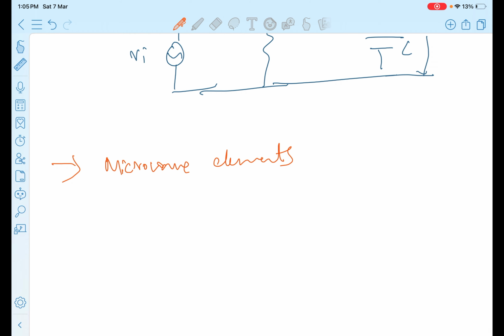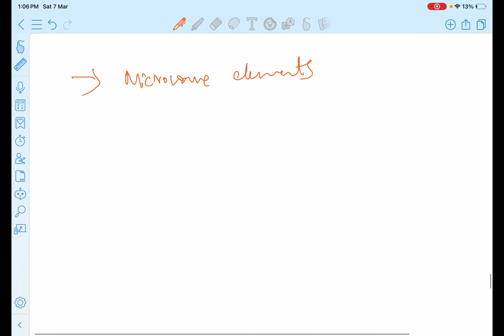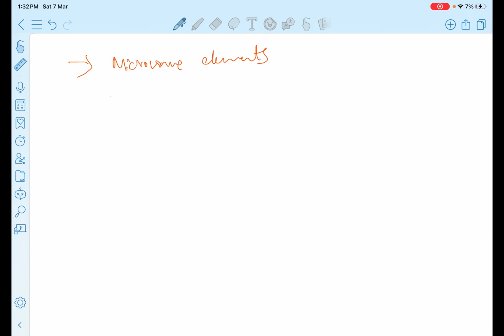Why? Because in high frequency electric field circuits, there is definitely a chance of displacement current to be considered for those circuits. Okay, before understanding what is displacement current, first we'll understand what are the types of current. Two types of current, one is conduction current and second one is displacement current.